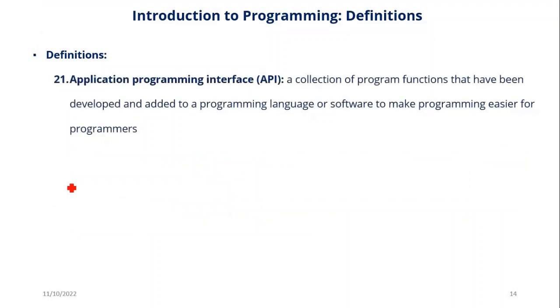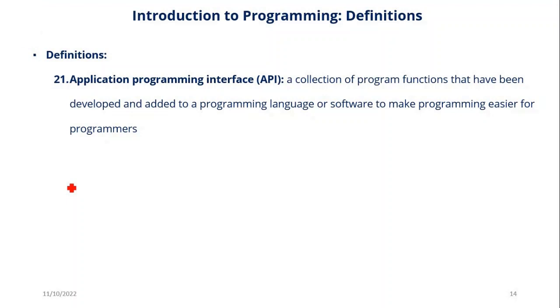So, still on definitions, we talk about application programming interface. What does it mean? It is a collection of program functions that have been developed and added to a programming language or software to make programming easier for programmers. So, if you are writing a program for an embedded system, for instance, for you to be able to connect a keypad or a keyboard to such embedded computers, you have to develop the program itself that interprets your keypad just for you to be able to type something.